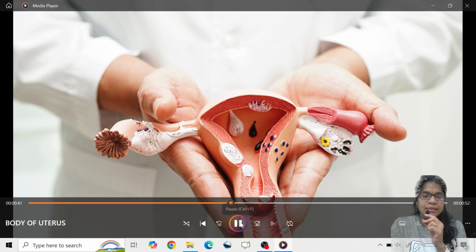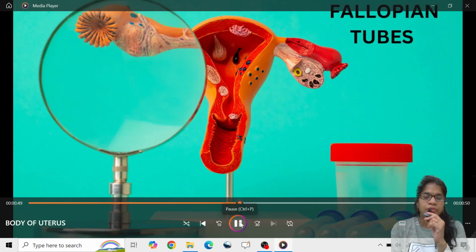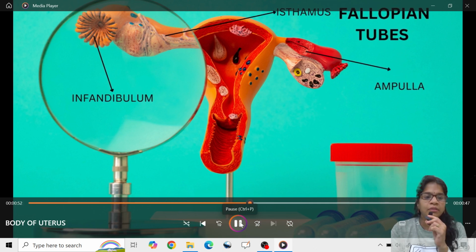Now, let's see further parts that are present here. See, infundibulum is the opening of your fallopian tube. Okay, it is the opening of your fallopian tube. And you know what? See, isthmus and ampulla. So, ampulla is the region.